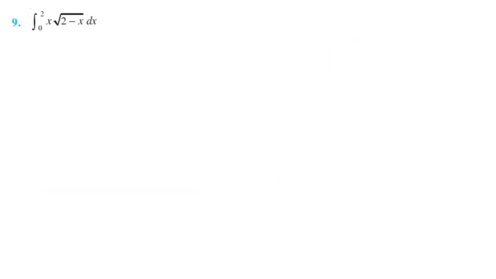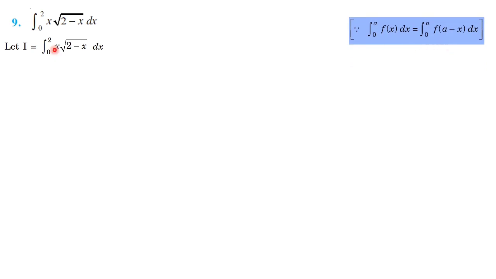Next we shall discuss the 9th question, integral 0 to 2 x into root of 2 minus x dx. So here when you check the limit, it is of the form 0 to a. So integral 0 to a f of x dx is equal to integral 0 to a f of a minus x dx. This is the property we are going to use. So let I be integral 0 to 2 x into root of 2 minus x dx. Then by using this property, x should be replaced as a minus x. Here a is 2. So it will be integral 0 to 2, 2 minus x into root of 2 minus of 2 minus x dx.